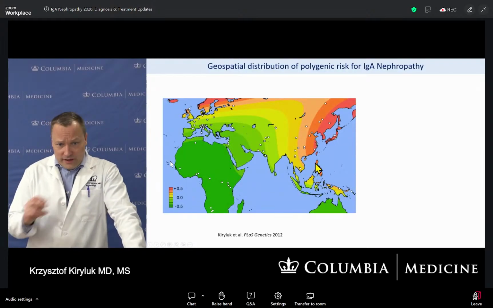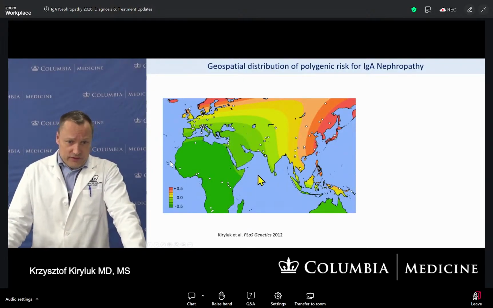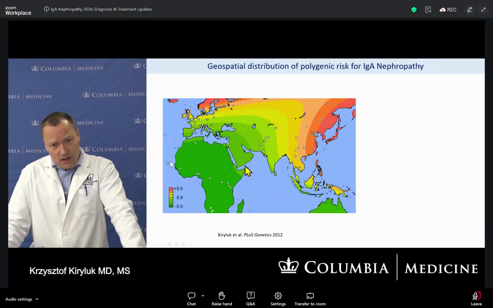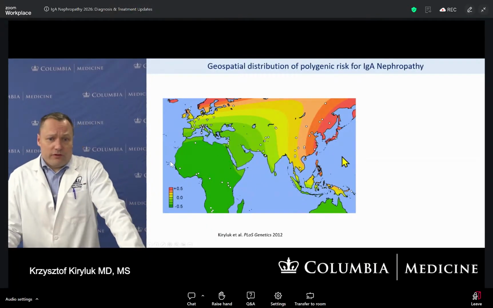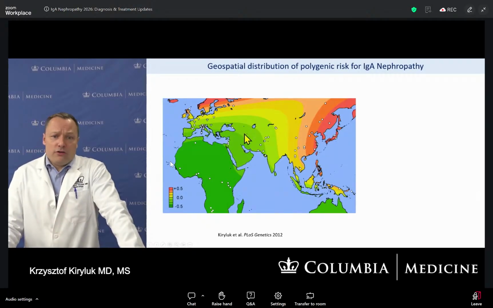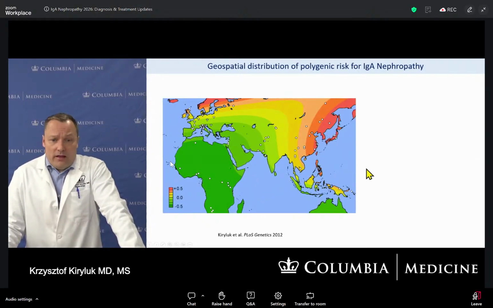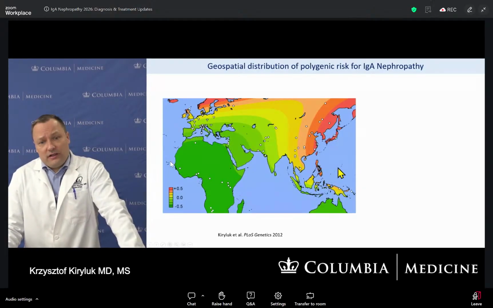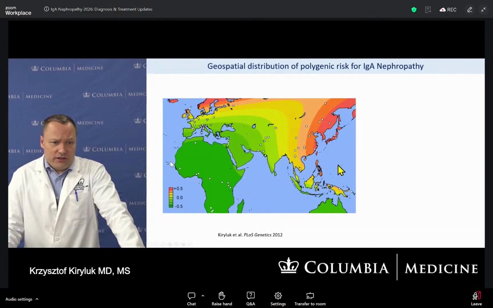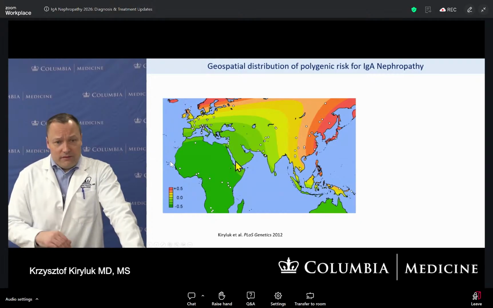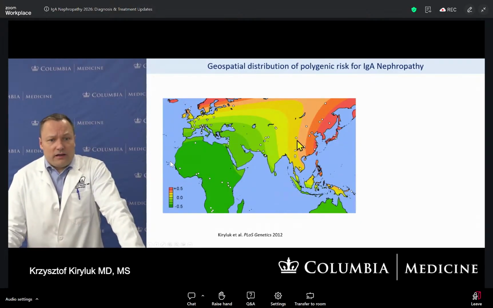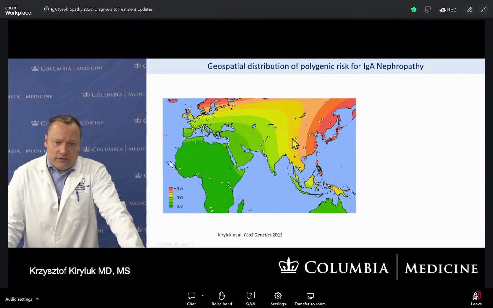And what was really striking was that there was a very significant gradient of risk, an eastward gradient, with risk increasing as you move from Europe towards Asia. This was really interesting because, of course, I mentioned previously that IgA nephropathy is much more common in East Asia compared to Europe. As you can see, Africa is actually at the lowest level of genetic risk. So we have this genetic risk which closely parallels the disease prevalence across continents.